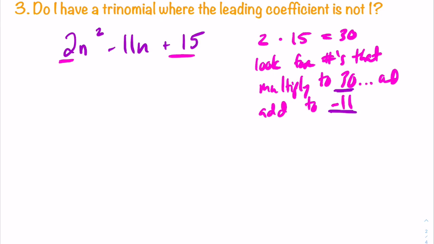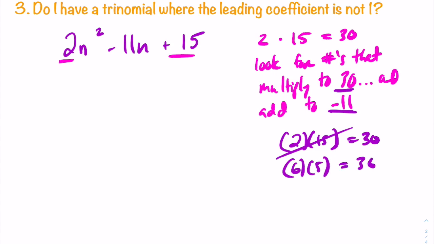So let's just go through some numbers that multiply to 30. So I could do 2 times 15, right? And 2 times 15 would be 30, right? So that works. But 2 plus 15 is 17. That's not going to get me to negative 11, so that's not going to work. So what else could I do? I could do 6 and 5. Okay, so I could do 6 times 5, and that's 30. If I do 6 plus 5, that's going to be positive 11. So I got the 11, but I need negative.